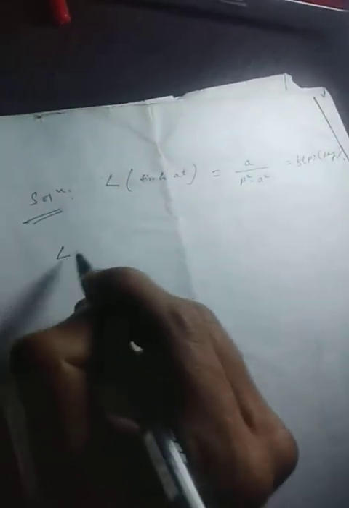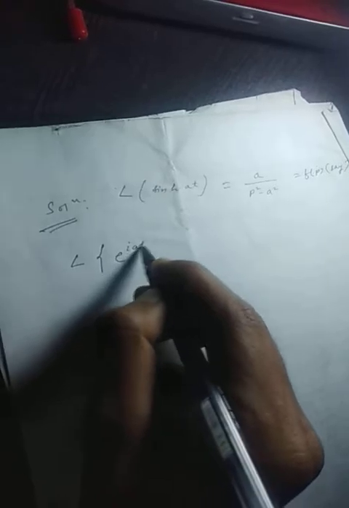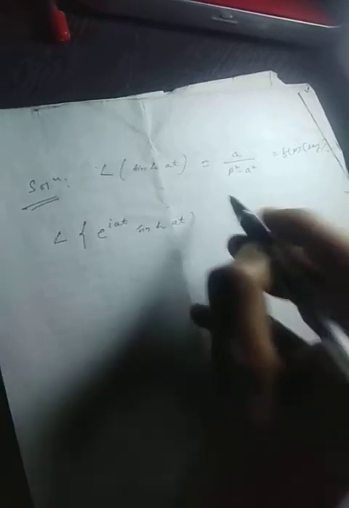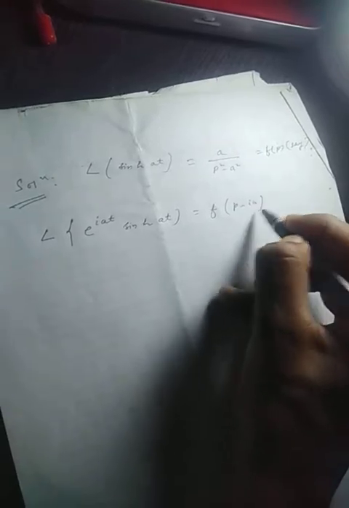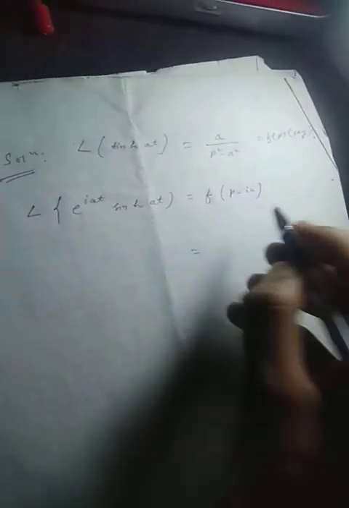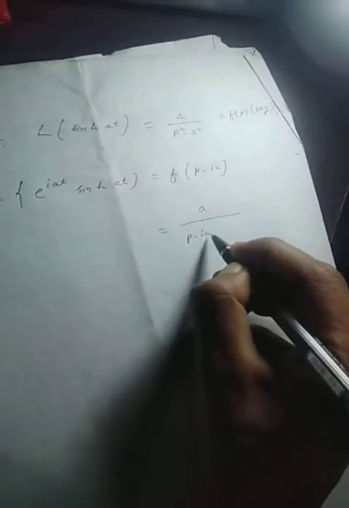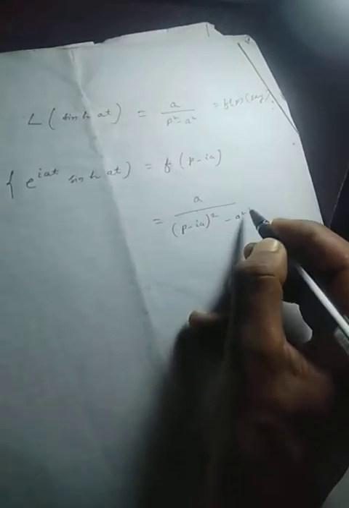And now the Laplace transformation of e raised to i times at of sin hyperbolic at is equal to f of p minus ia, which will give us a upon p minus ia whole square minus a square. Look, the video quality is not so good because I am making this video at night time, and there is a problem of power cut.